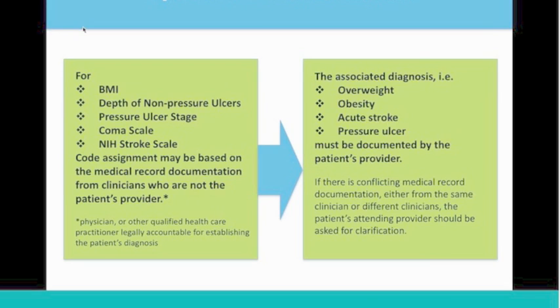So the issue lies with the associated diagnoses with these: overweight, obesity, acute stroke, or pressure ulcer. That must be documented by the patient's provider. If there is conflicting documentation in the medical record, either from the clinician or different clinicians, the patient's attending provider should be queried for that clarification.